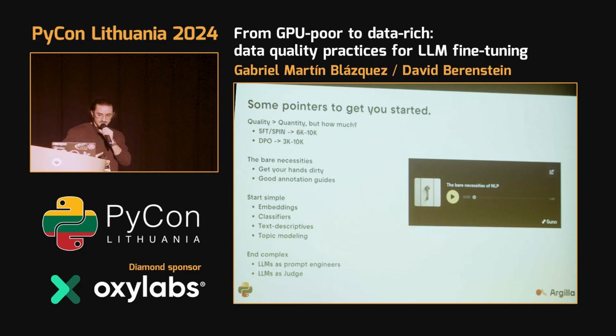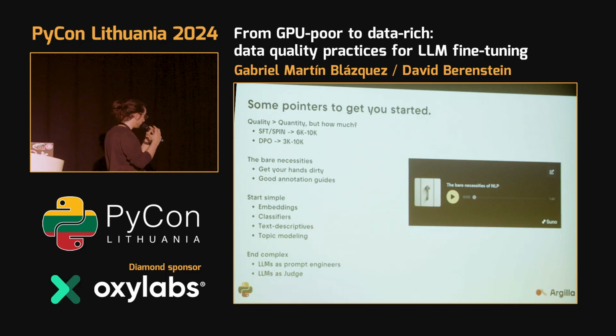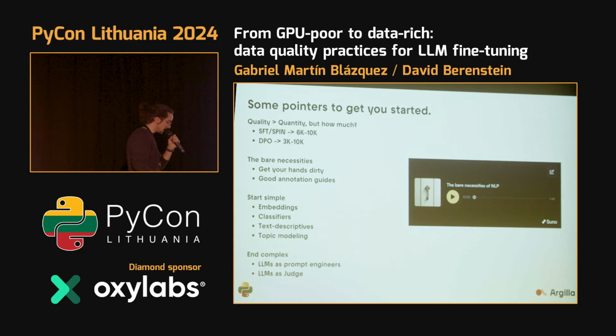So how do I get started? One question that we usually receive is how many rows do I need for doing the supervised fine-tuning or the alignment phase? Well, from our experiments, we have usually used between 6,000 and 10,000 rows for supervised fine-tuning and between 3,000 and 10,000 for DPO.